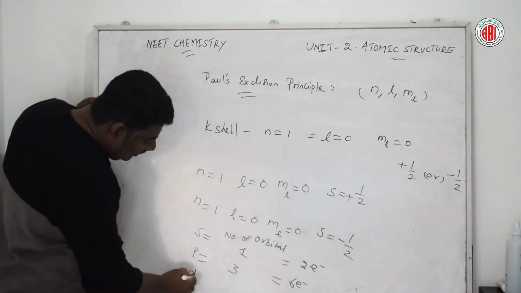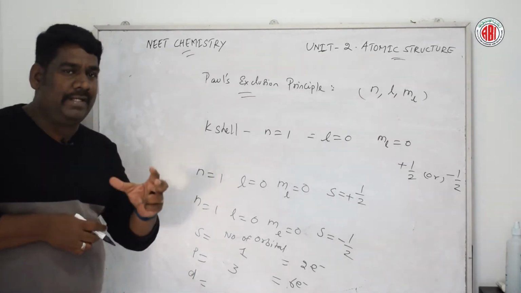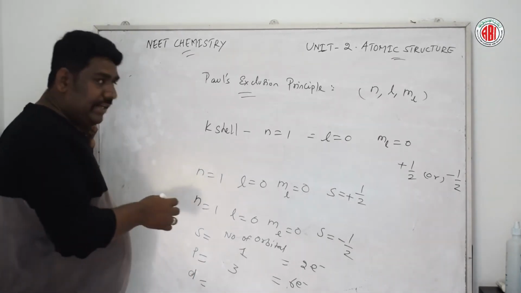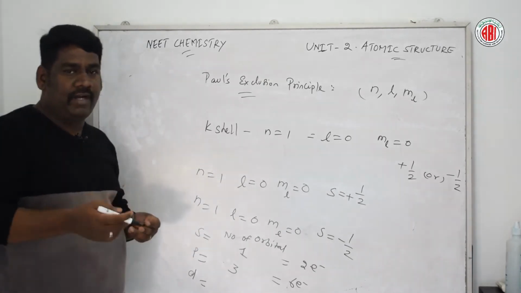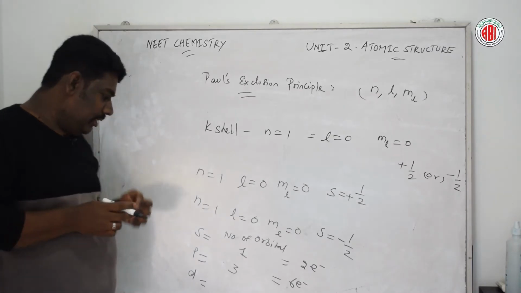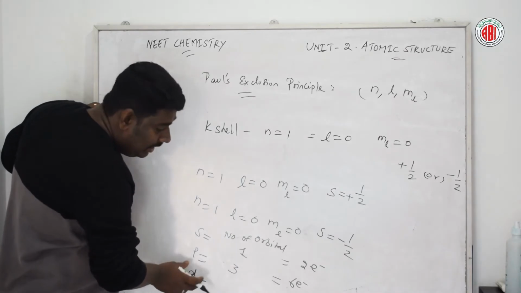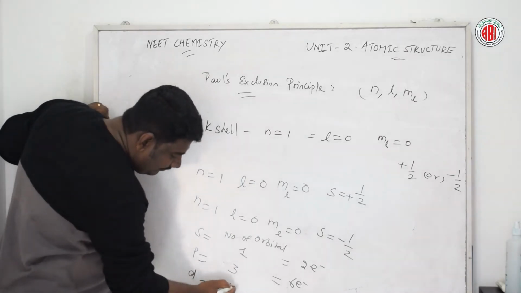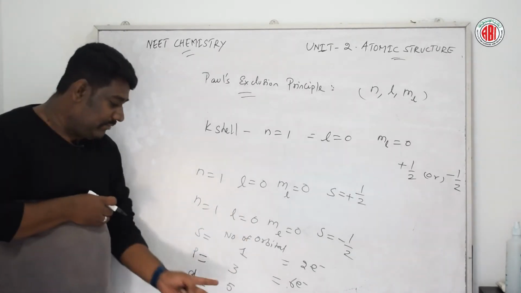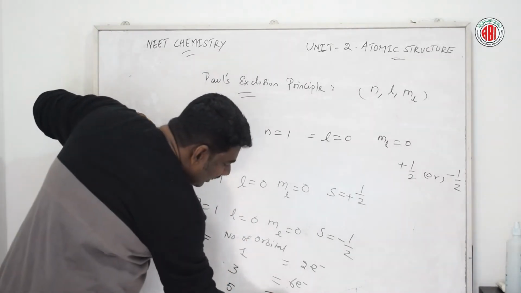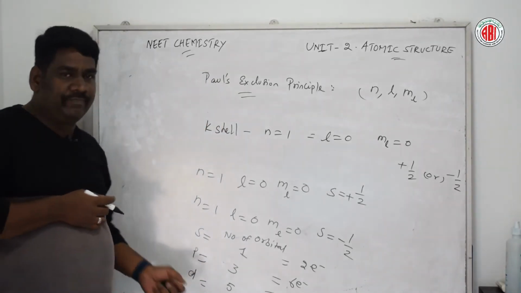Talking about the d subshell, the d subshell contains a maximum of 5 orbitals. There is a format for the d orbitals. Each orbital has 2 electrons, so 5 into 2, the number of electrons is 10. 10 electrons are present in the d subshell.